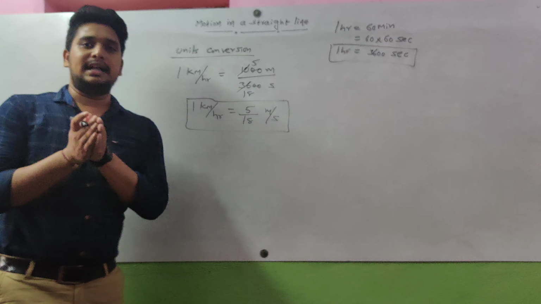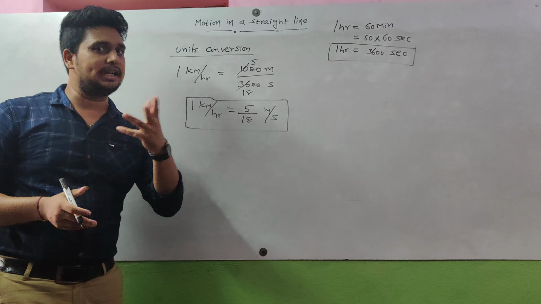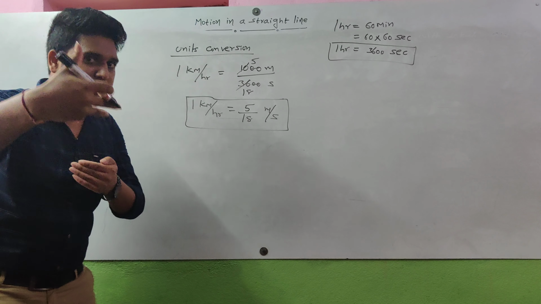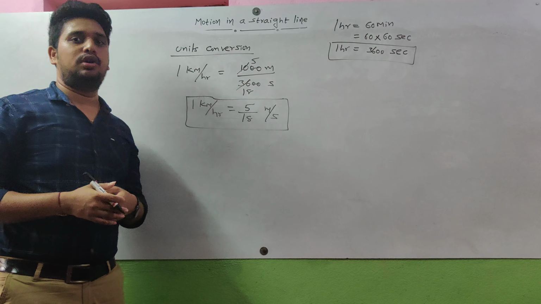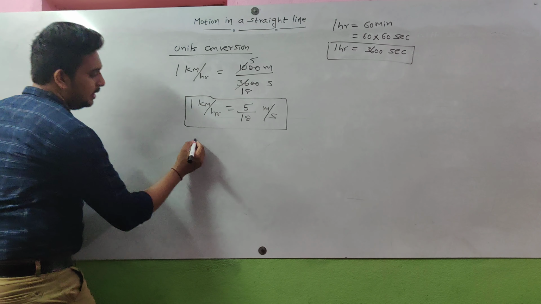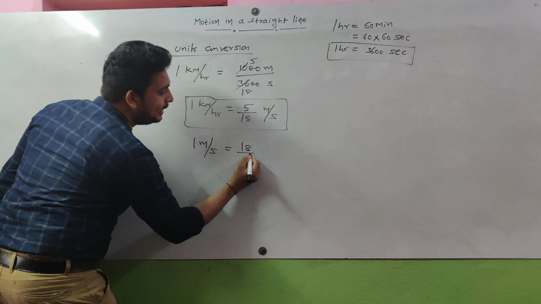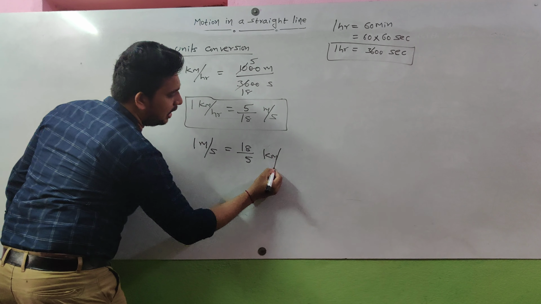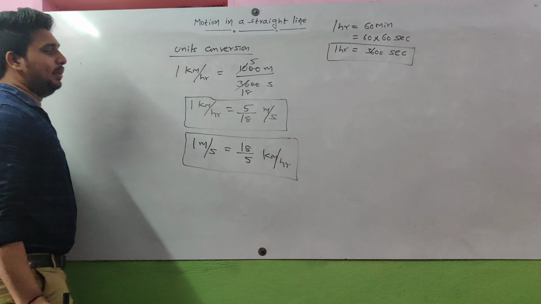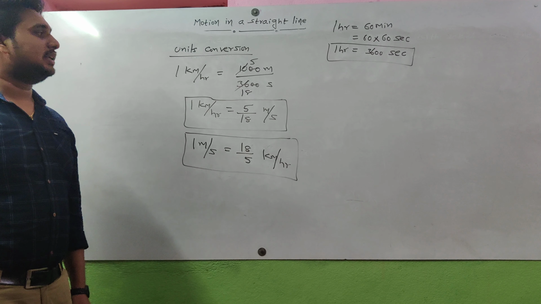For example, answers are given in meter per second, but the values given in the question are in kilometers per hour. Then how do we convert 1 kilometer per hour into meter per second? 1 kilometer per hour is equal to 5 by 18 meter per second. Then 1 meter per second is equal to, this 18 will move to this side, 18 by 5 kilometers per hour. So 1 meter per second is equal to 18 by 5 kilometers per hour, or 1 kilometer per hour is equal to 5 by 18 meter per second.